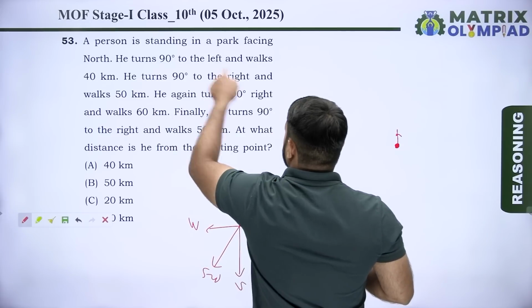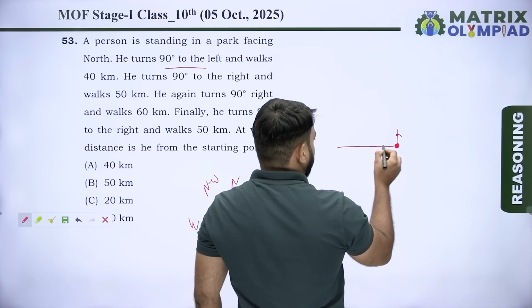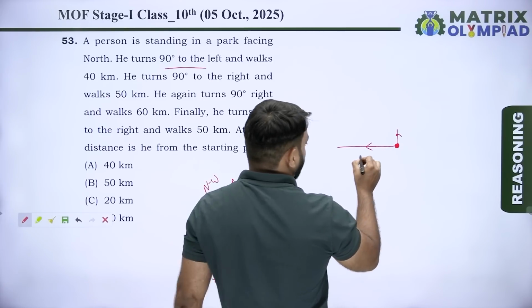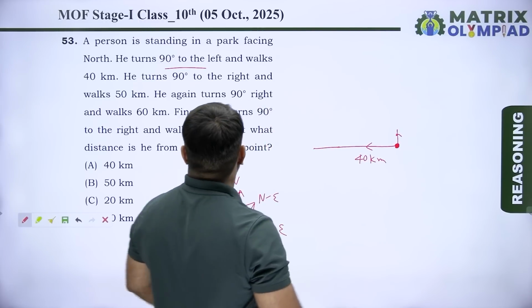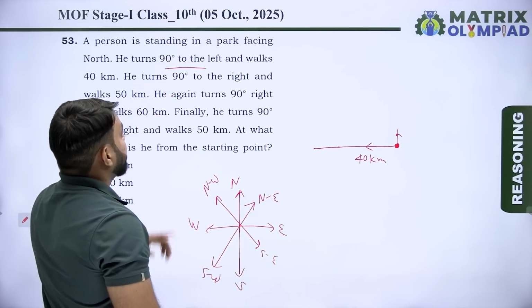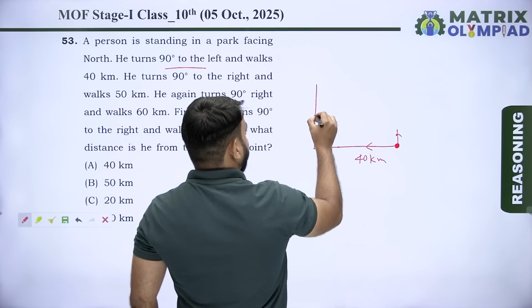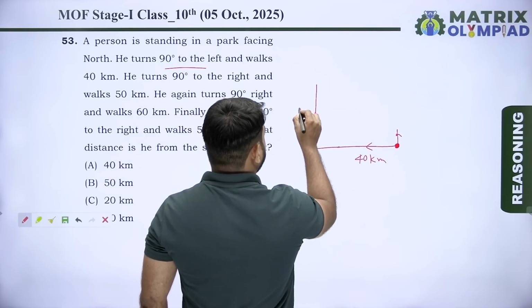Now he turns 90 degrees to the left and walks 40 kilometers. So first he goes 40 kilometers towards the west direction. Now he turns 90 degrees to the right and walks 50 kilometers.